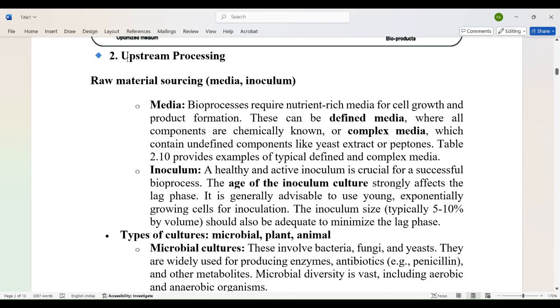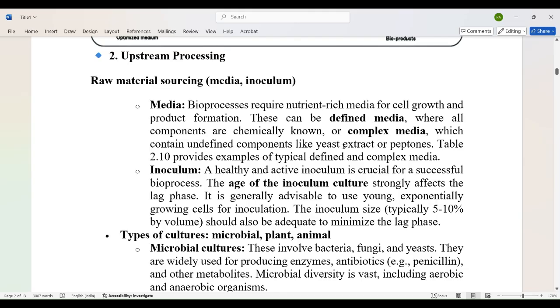So upstream processing, media components. So we can have a defined media. So all the components of the media are chemically known. For example, if it is made up of 10 different constituents, we know each of them as well as their concentrations. And as compared to that, complex media, which is undefined media, and we do not know the components. It might be present with yeast extract or peptones as well.